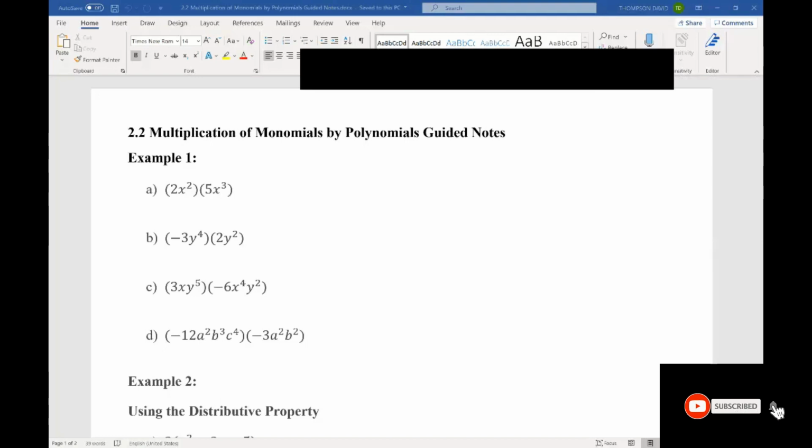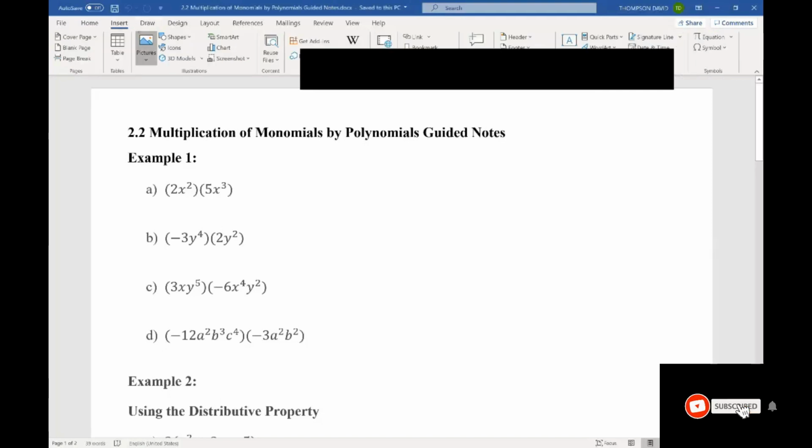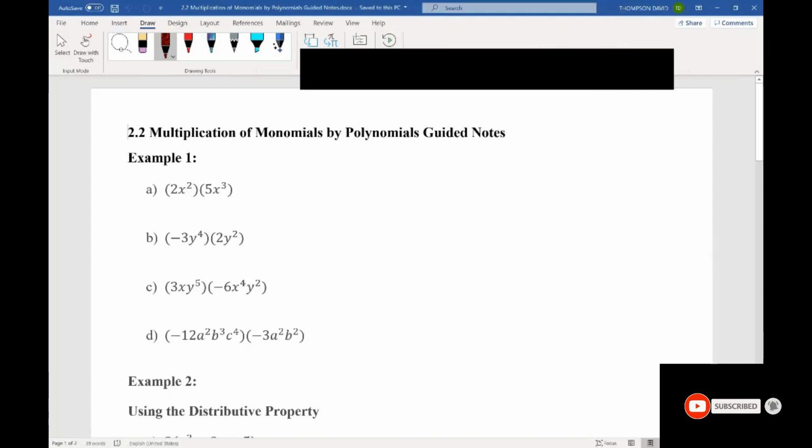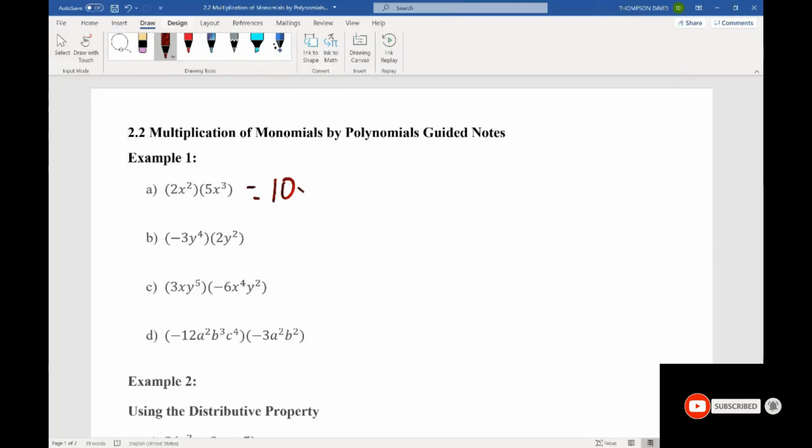Multiplication, monomials by polynomials. Example 1, we have 2x squared and 5x cubed. So we multiply the numbers in front, or the coefficients. In this case, 2 times 5 will give me 10. And for the x terms, we just add the exponent. So 2 plus 3 will be 5, so our final answer will be 10x to the 5th.